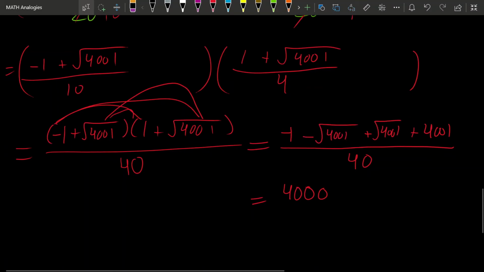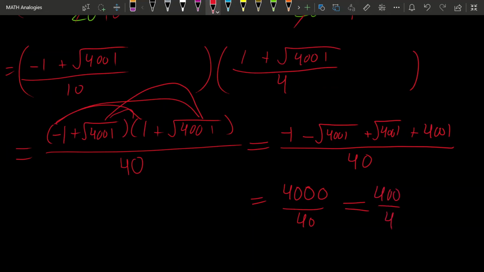So we have 4,000 on top divided by 40 on the bottom. Well, these actually cancel out. So we can get rid of a 0, of course. So we could divide by 10, and that would give us 400 over 4. But we can also divide by the 4 and get 100 over 1. Well, that's just another way of writing 100. So actually, wow. That really worked.